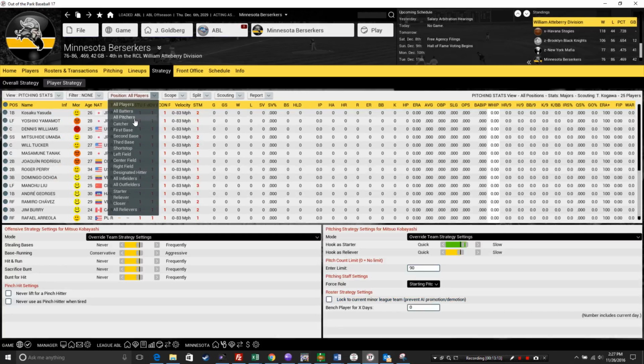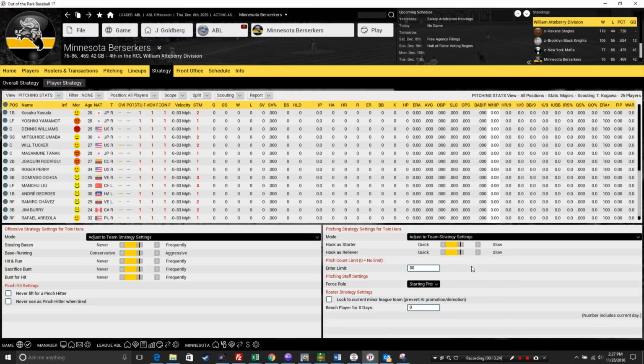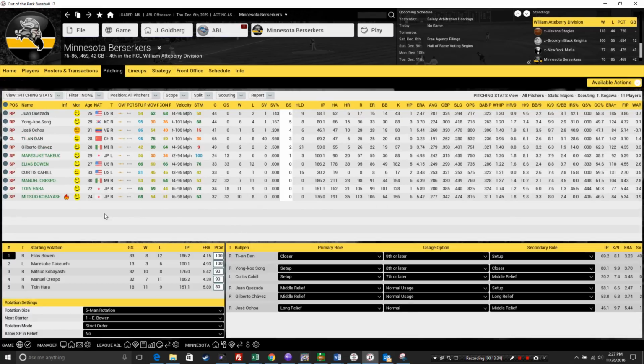And then the last pitcher is Hara, who is the worst of the bunch in terms of WHIP. I've got a low pitch count for him. I'd force him to starting pitcher. Here I may do a little bit quicker of a hook. And then override team strategies. Now I'll go back to the pitching screen, and everybody has a role here. Everything's been set up, and that's how I would do the rotation.